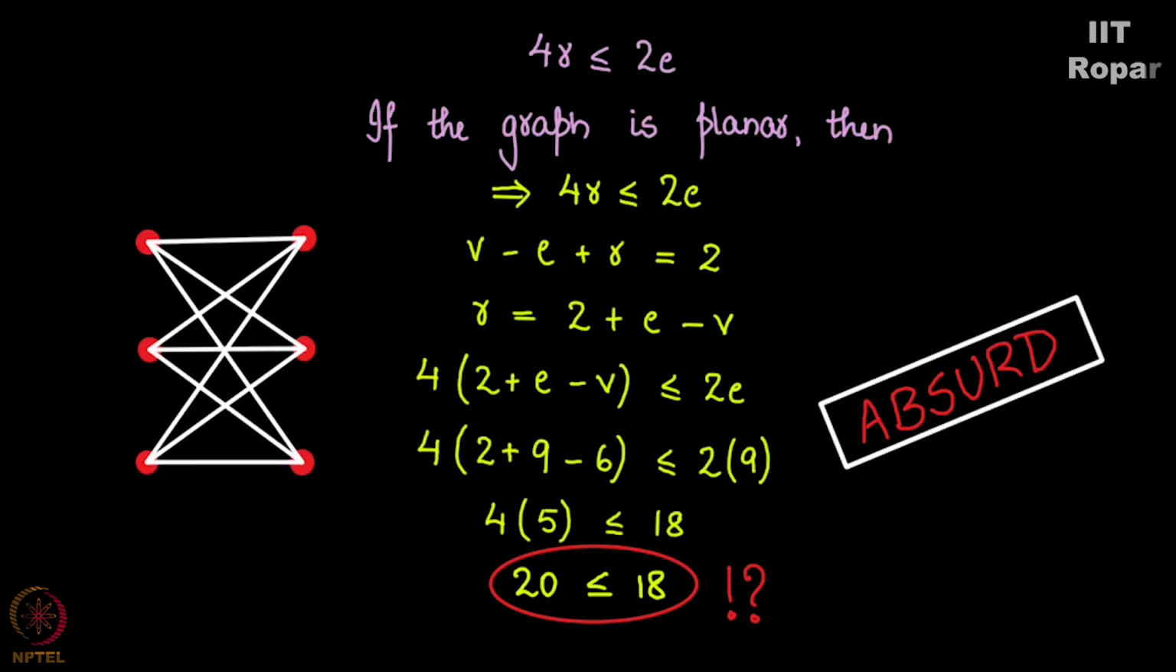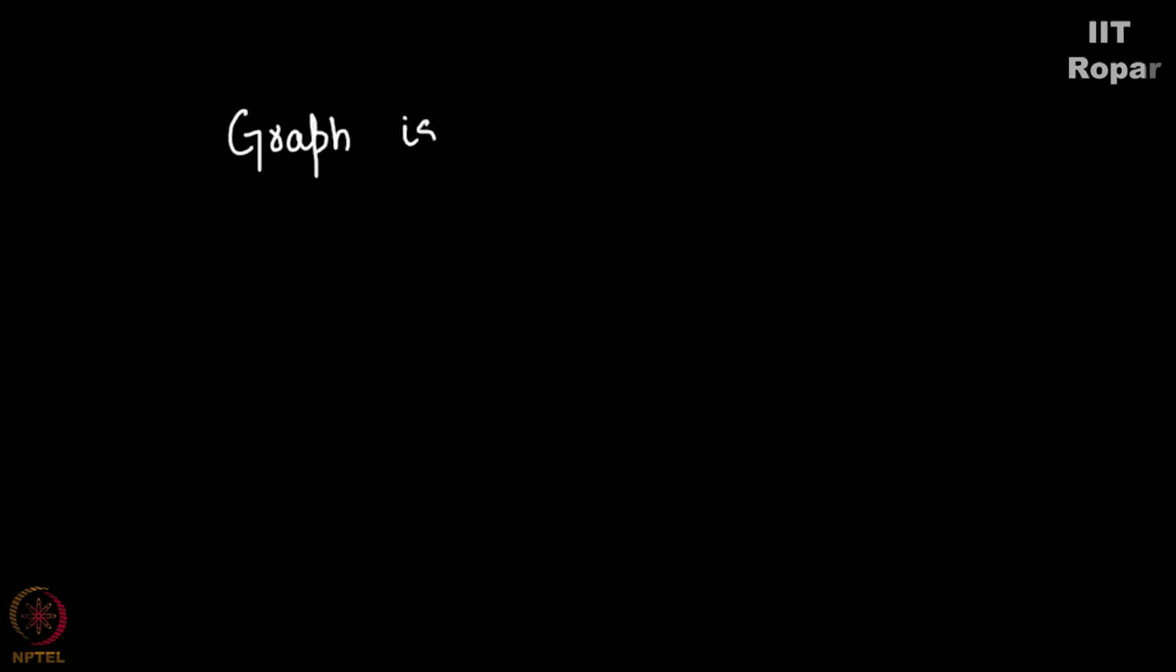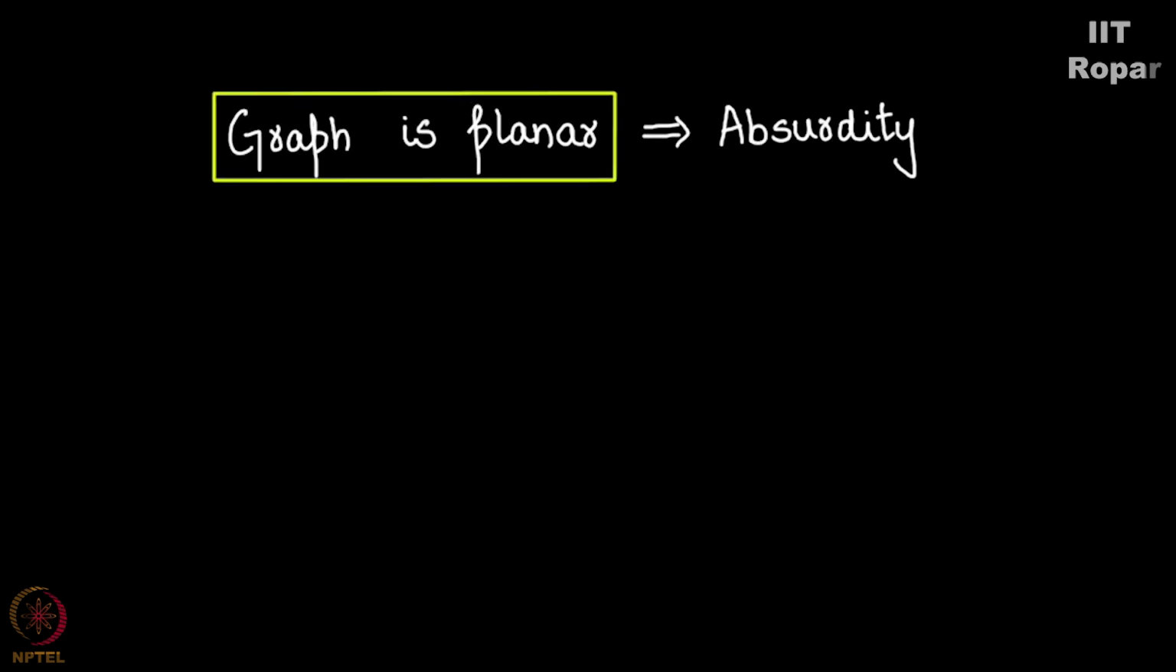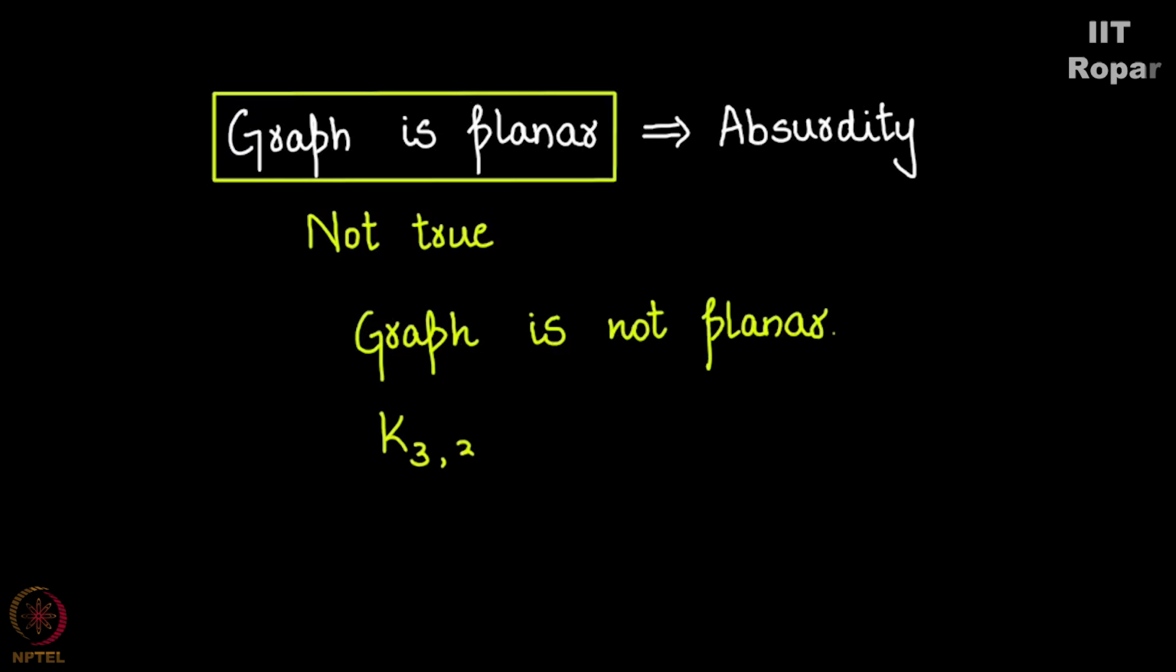So what? You trace back and see how you started. You started with the fact that the graph is planar. And that implies absurdity, which means the fact that the graph is planar is not in fact true. Which means the graph is not planar. Which means K33 is non-planar. Which means you cannot, in the lifetime of this universe, try to construct 3 houses to 3 utilities, all possible roads, such that roads do not intersect each other. Don't even try to do it, you will not succeed.